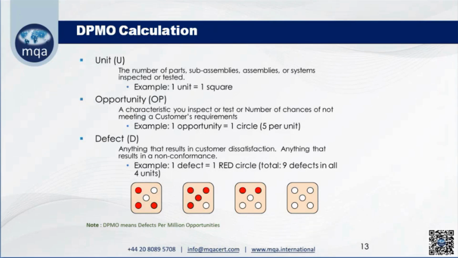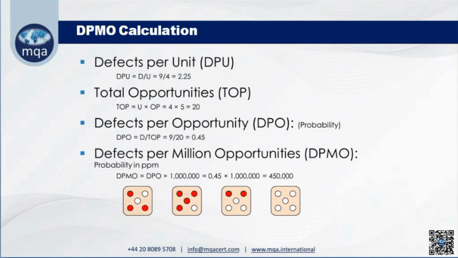So now look at the defects per unit. The number of defects was 9 total out of those 4 squares. Okay, 4 units checked, and the total defects found were 9. Total opportunities for defect was 20. It was 5 in each square into 4.